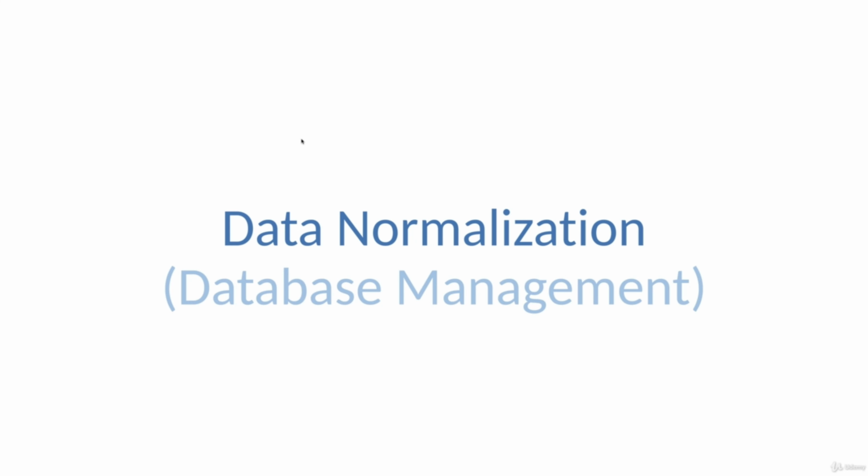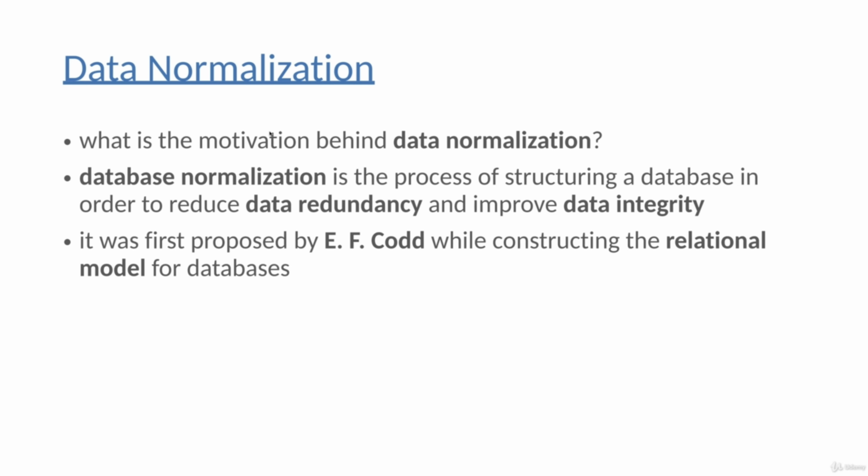In this chapter, we are going to talk about data normalization and why it is absolutely crucial to bother with data normalization and redundancy. First of all, what is the motivation behind data normalization? Data normalization is the process of structuring a database in order to reduce data redundancy and improve data integrity. By the way, it was first proposed by E.F. Codd while constructing the relational database model back in the 1970s.